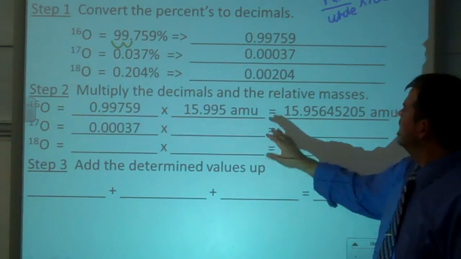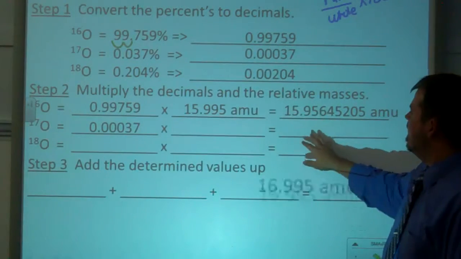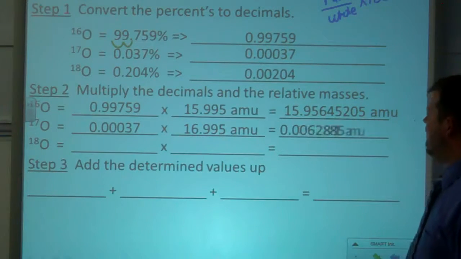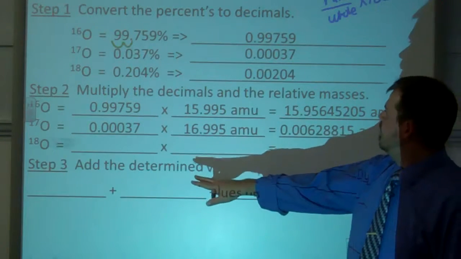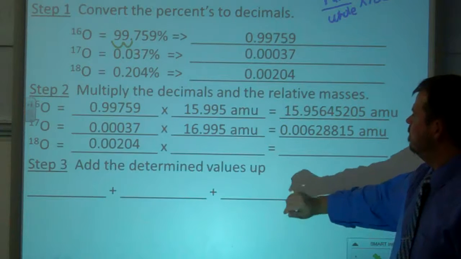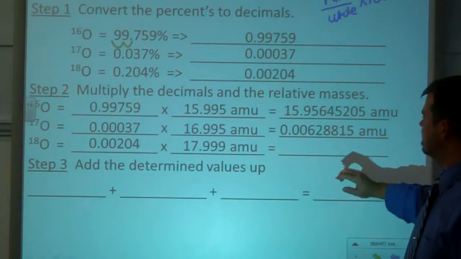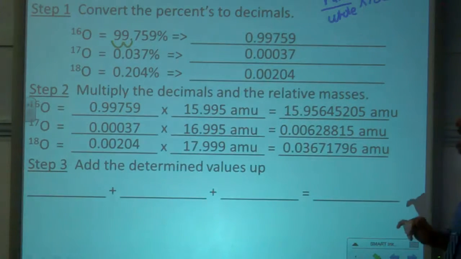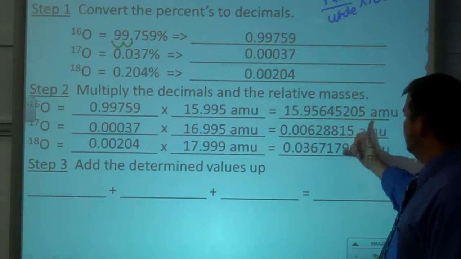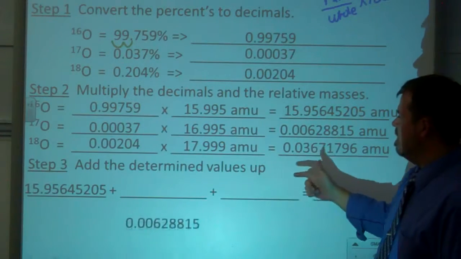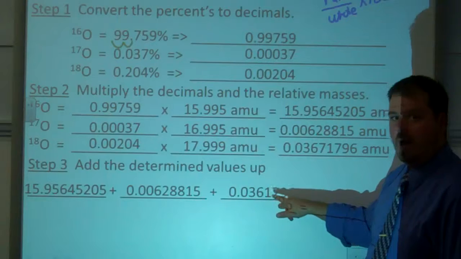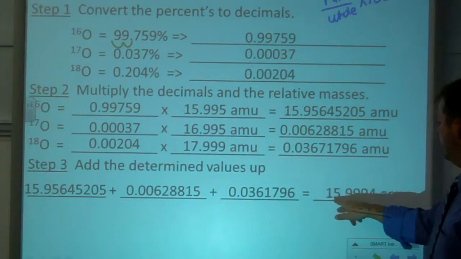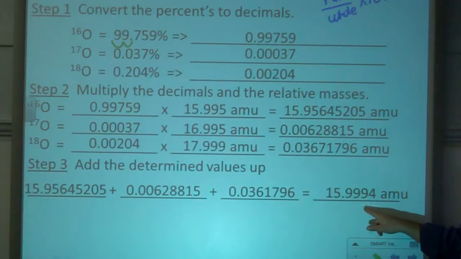All right, I'm going to fill in the rest. 0.0037 comes down, its mass, multiply it, okay? Bring down the 0.0024, multiply it by its relative mass. Here we go. Now, last step. Take these three numbers, I'm going to put them down here into my math problem, and I'm going to add them up. When I come up with it, bam, my average atomic mass, 15.994.